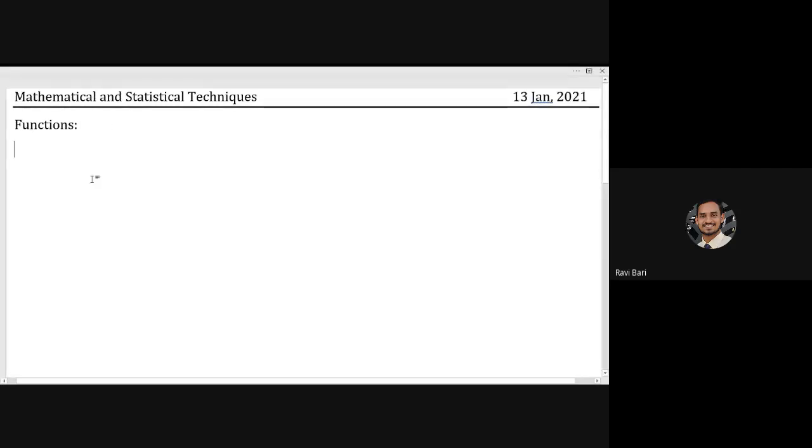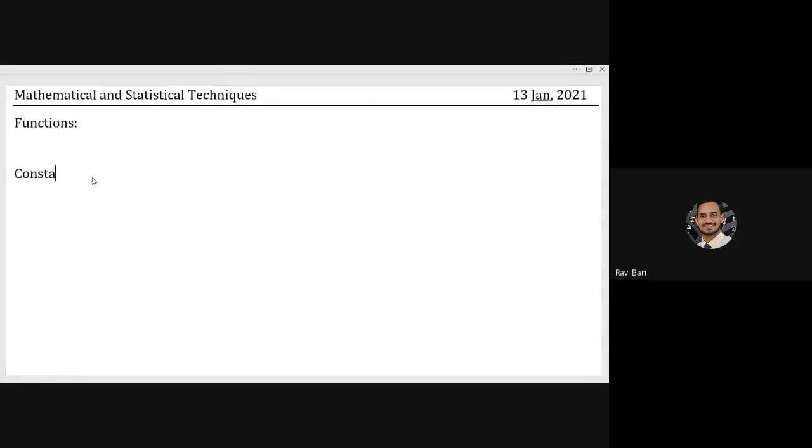Now we are going to start this chapter. So functions. Before going to the function, we will see two important terms which are constants and variables. So constants are those quantities which do not change. The quantities which do not change are known as constants.